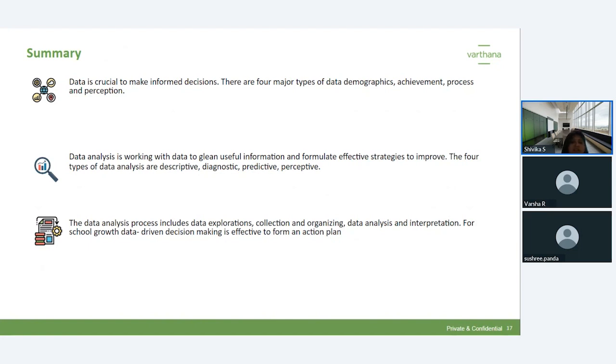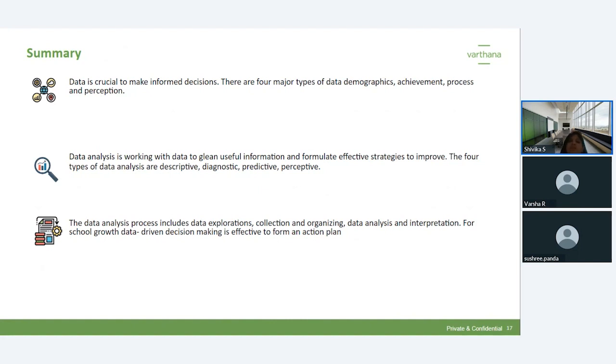The data analysis process which we have covered is, first, you need to plan how you're going to gather data: who will be your target audience, what would be the duration, and which tool you will be using. You have to do this during the data exploration part: whom you will be interviewing, or whom you will be sending the Google form to gather the data.